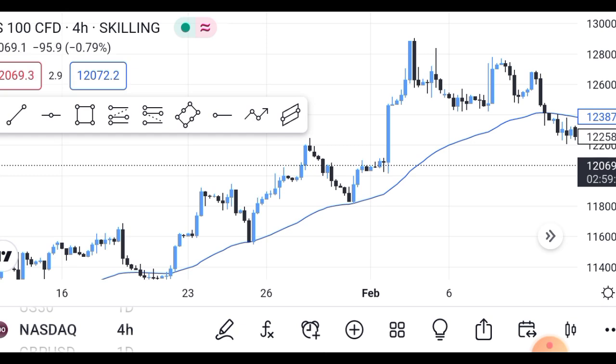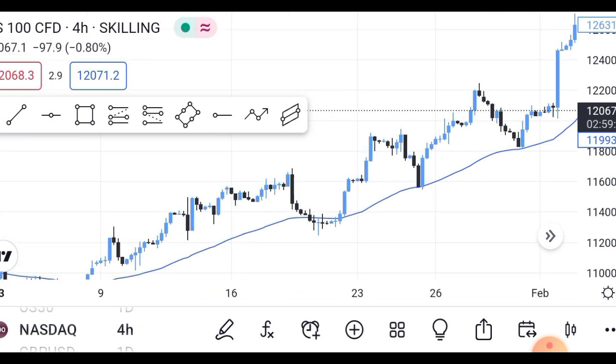So I'll be breaking down the whole concept in no time. Okay, let's get into the main video of today. On my screen here, we have this market going up, so I'll be showing you guys how to identify market structure like I told you previously.